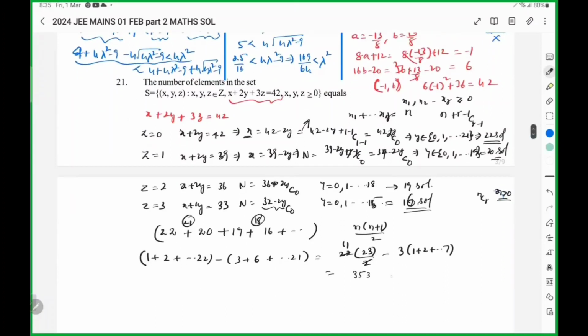353 minus 3 into 7 into 8 by 2, 12 into 7, 84. And here it is 269 solutions are possible.